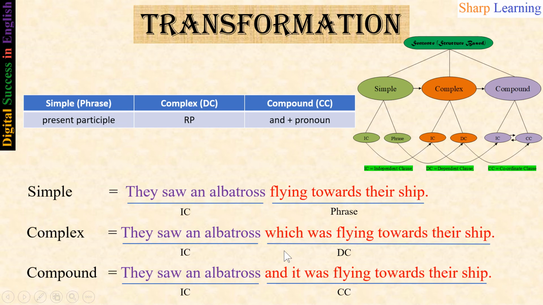Okay, so what are the basic changes that we have used here? In simple sentences, for making a phrase: verb plus ing plus other things, so present participle. Then for making a DC we have used here an RP, that means relative pronoun. Which are the relative pronouns? Who, that, who, whose, whom, etc. You have to use the suitable relative pronoun here. Then in a compound sentence we have used "and" plus a pronoun. The pronoun is the subject here.